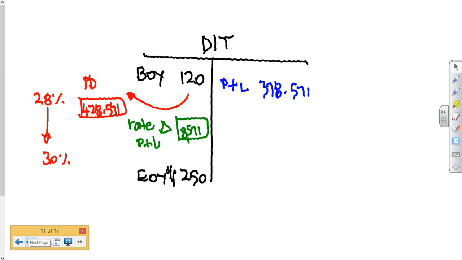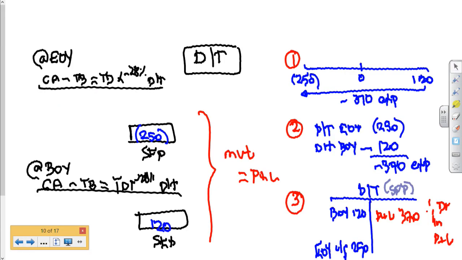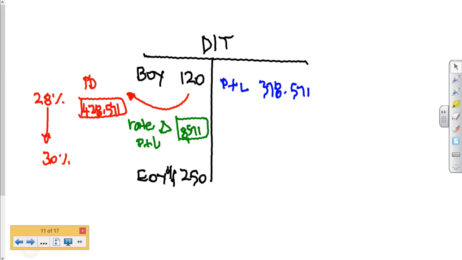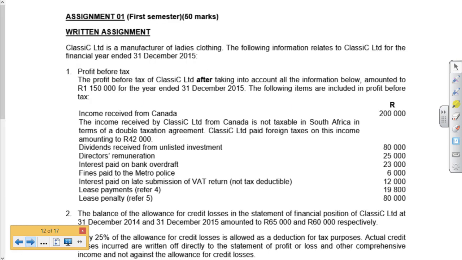I think what I have next is the continuation. Oh, what happened there? Oh, no. I think I went backwards. I don't know, nothing seems to work today. I can't seem to move pages.